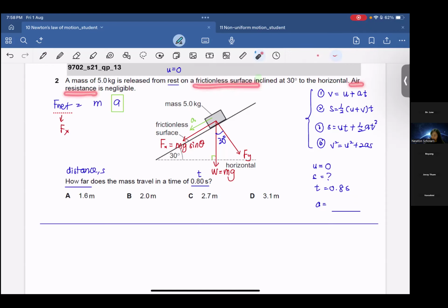Boys and girls, now I want you to calculate what is your A. You tell me your A value first. With the A, then we can only proceed to the linear motion equation. Try, then let me know your answer. Find out the A first, then only go to the second step.